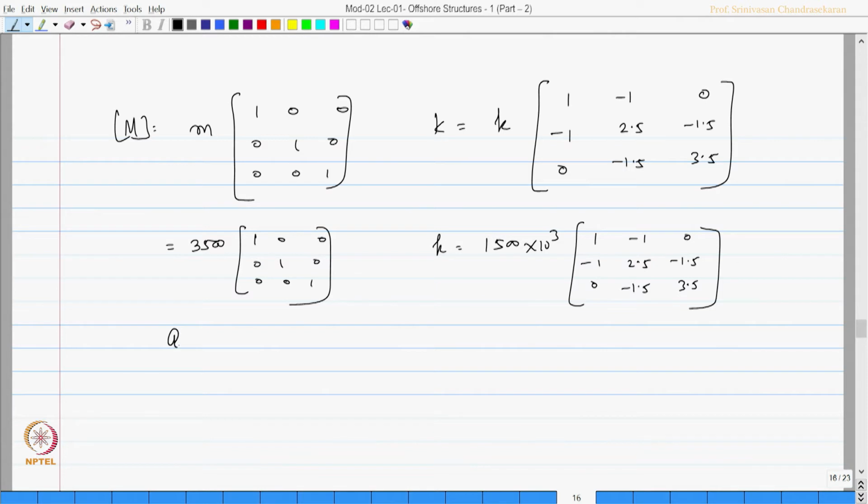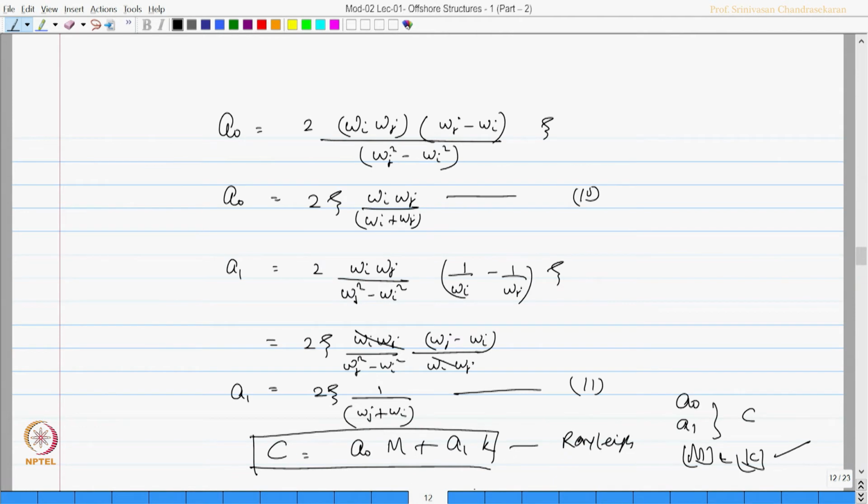So, now let us quickly compute A0, which is 2 omega 1 omega 2. I am taking the first two modes and I am assuming zeta to be 5%, okay, 0.05, divided by omega 1 plus omega 2. That is the equation for, you can see here, A0, which is 2 zeta omega 1 omega 2 and the sum of this, and A1 is 2 zeta by this sum. Okay. Let us do that here.